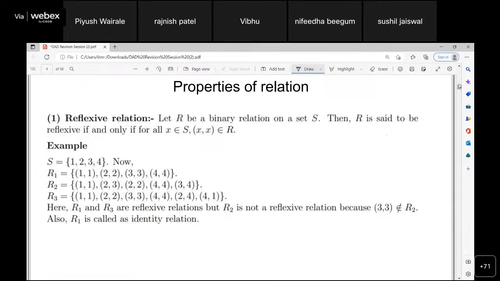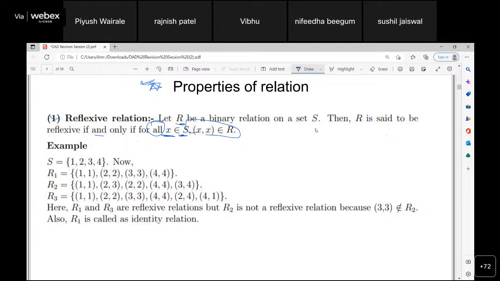Now these are the important things; I will mark it with a star. These are the properties of relations. What is a reflexive relation first? Let R be any binary relation; we already discussed what a binary relation is. Then R is reflexive if and only if for all x belonging to S, x comma x belongs to R.